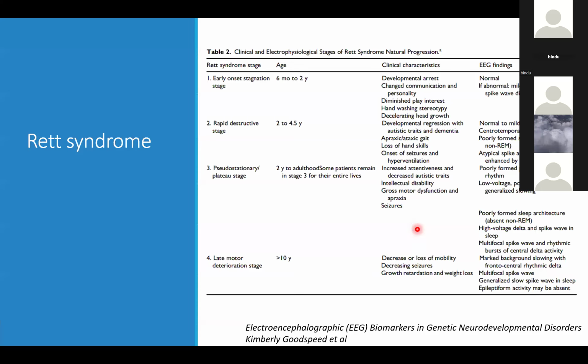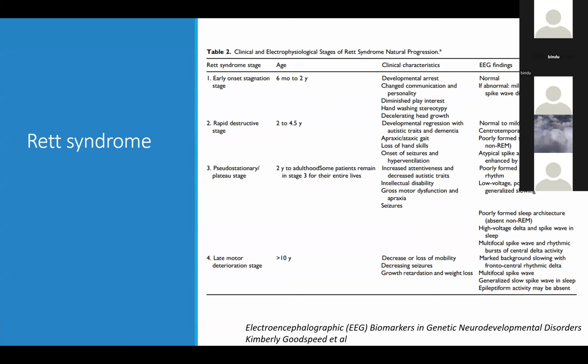So, EEG in Rett syndrome. Rett syndrome has a natural history of various stages based on age, and EEG can be different in all these stages. In the initial early stages, there can be background slowing.